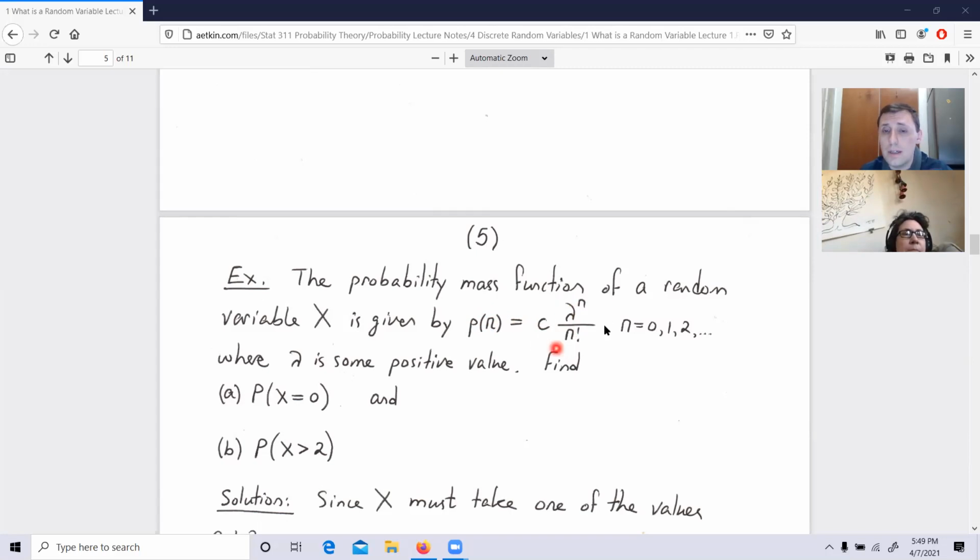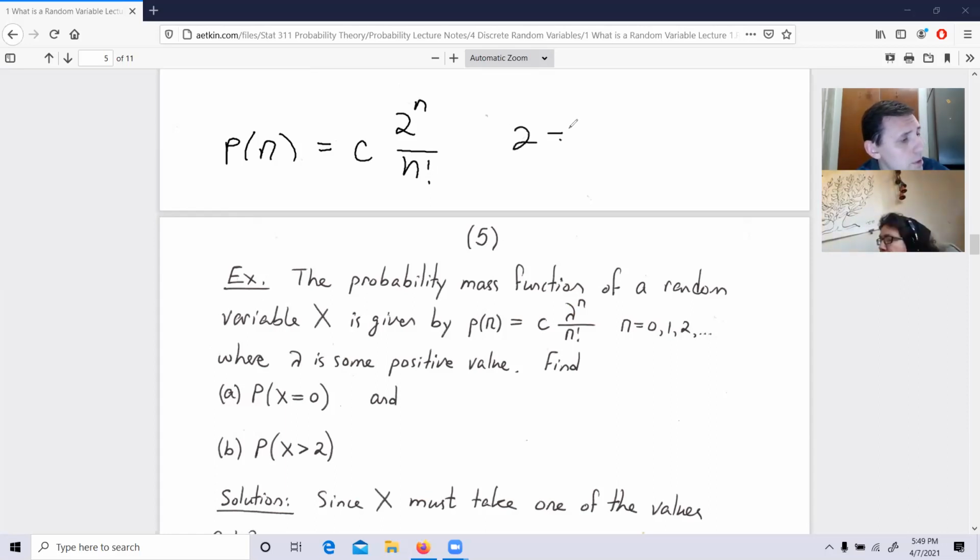If this is the mass function, to be specific, imagine that p of n is equal to c times 2 to the power of n over n factorial. So in general, instead of 2, just consider lambda. This is given. So could you please tell me what is the value of c?